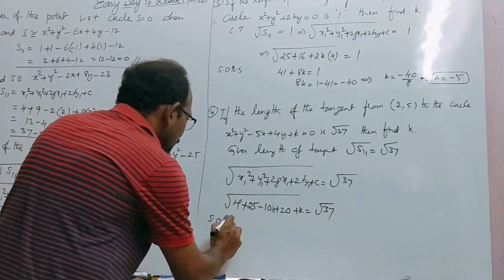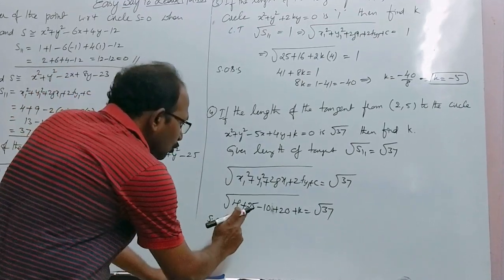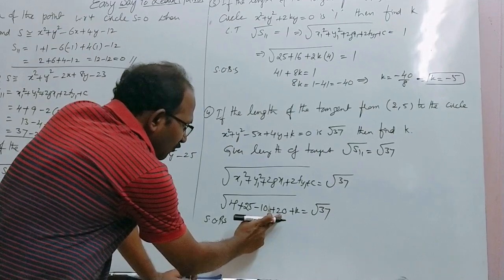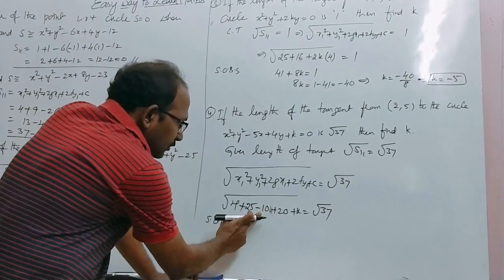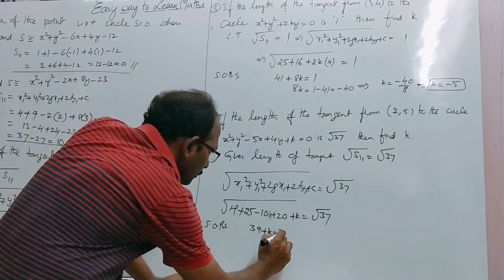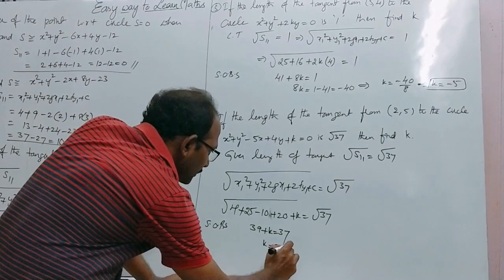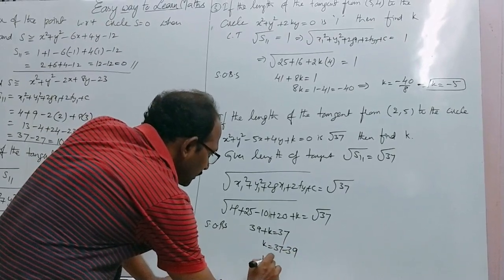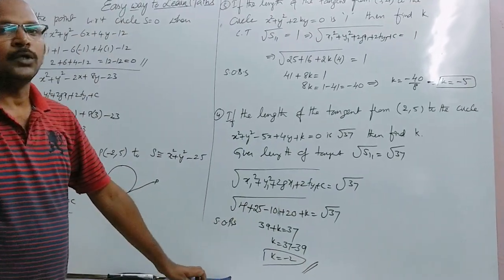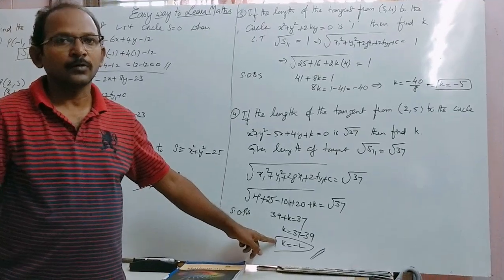Again squaring on both sides. Here both the roots will be cancelled. Then 25 plus 4, 29, plus 20, 49, minus 10, 39. Therefore 39 plus k is equal to 37. Therefore k is equal to 37 minus 39. Therefore k is equal to minus 2. So here in this case k is equal to minus 2.